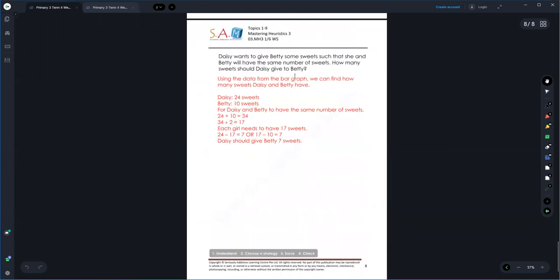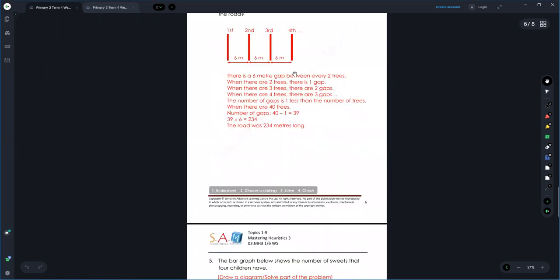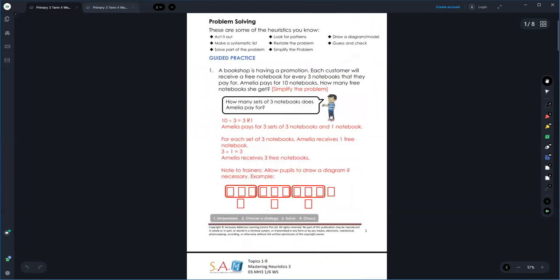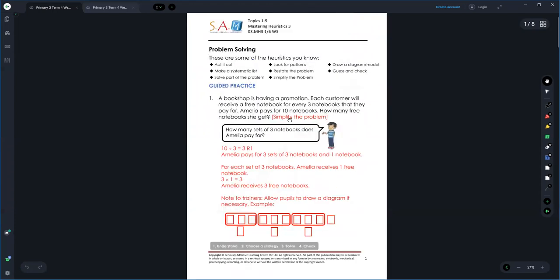Now, should you be able to complete everything within 1 hour, you may move on to the second booklet, which is on heuristics. But I doubt that you will be able to move on to the second one. Even if you do just the first few questions, you can assign the rest of the booklet as homework.